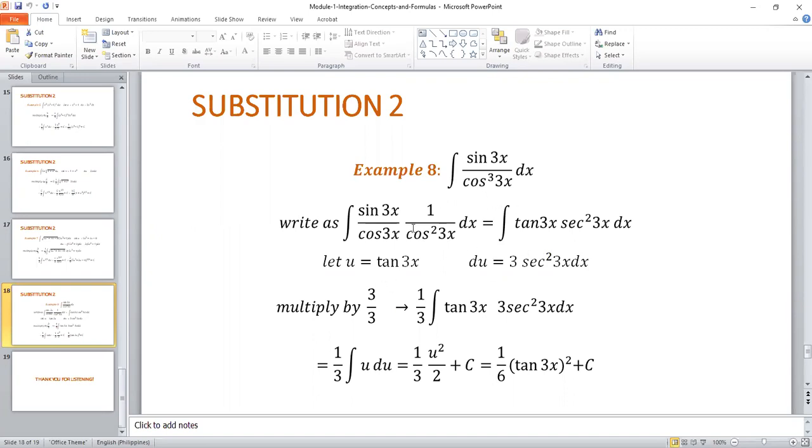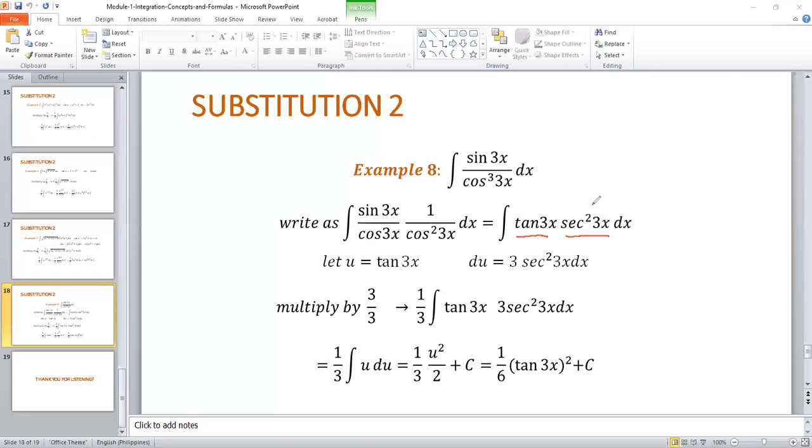So if you process it like this, your sine 3x over cosine 3x, and you have 1 over cosine squared 3x here, it's the same as this one. Okay? This is just manipulation. The sine over cosine is tangent, and 1 over cosine is secant. Now this being squared, this is secant squared 3x. This tangent is tangent 3x. Now, tangent 3x has that derivative, secant squared 3x.